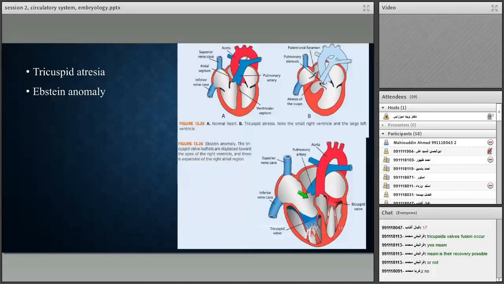I think there is no recovery for these kinds of problems because they have many problems with each other. They are syndromes, so there is no recovery.